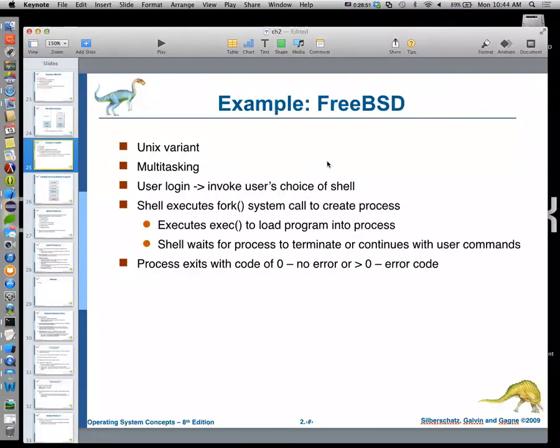FreeBSD would be a Unix clone. Unix-based operating, it's not a Unix clone. FreeBSD is actually Unix. It's BSD-based Unix. The B stands for Berkeley. S is standard. I don't know what the D stands for. In any case, it's a Unix variant.